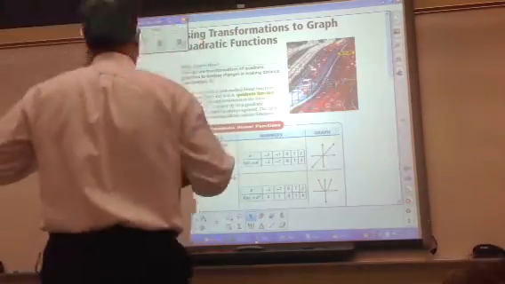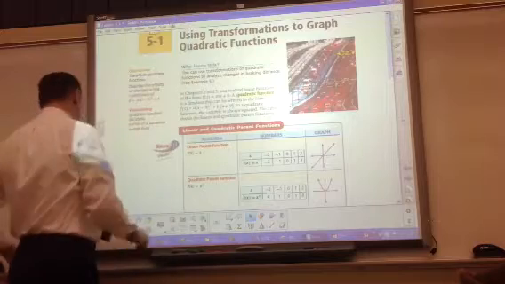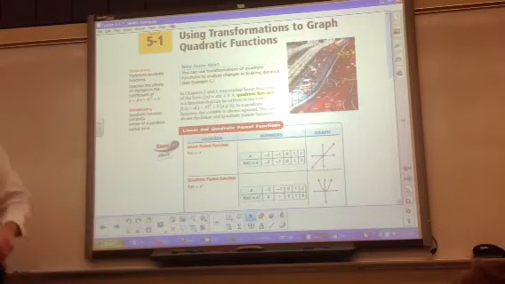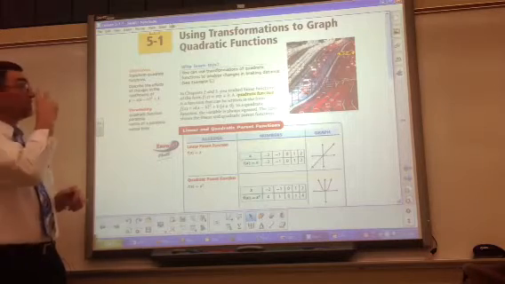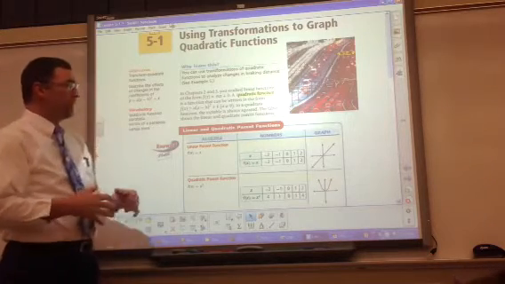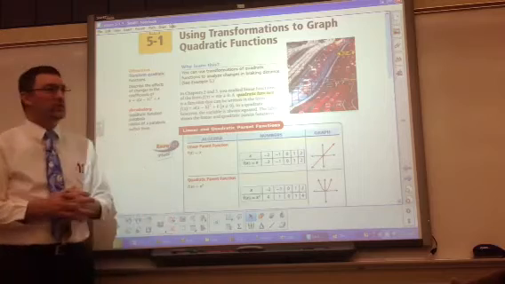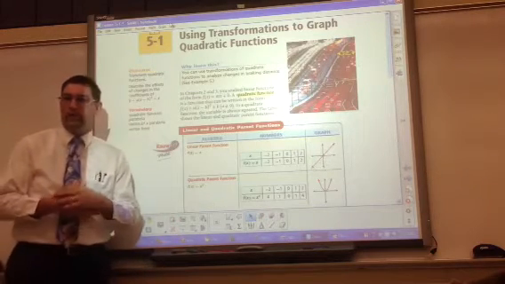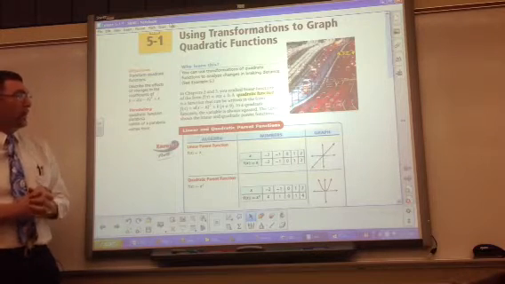Okay, chapter 5 is all about quadratic functions. So we're going to do more factoring in this chapter, but we're going to be doing a lot of stuff with graphs of quadratic functions and all the specific parts of quadratic functions.